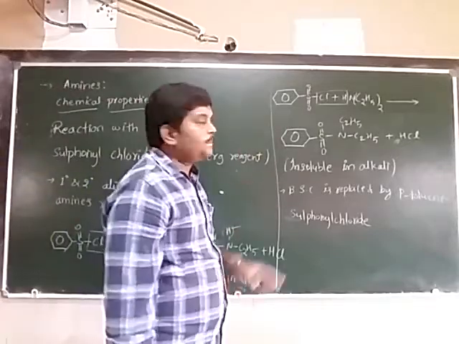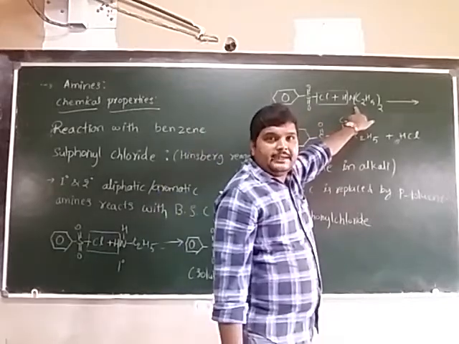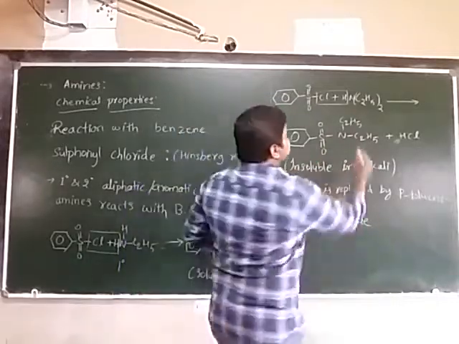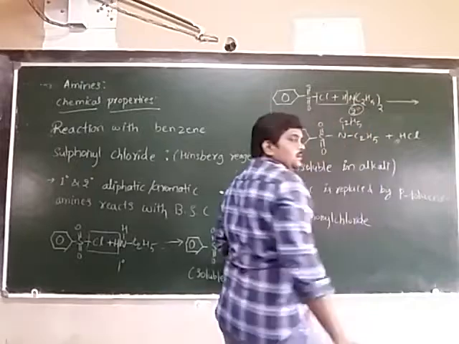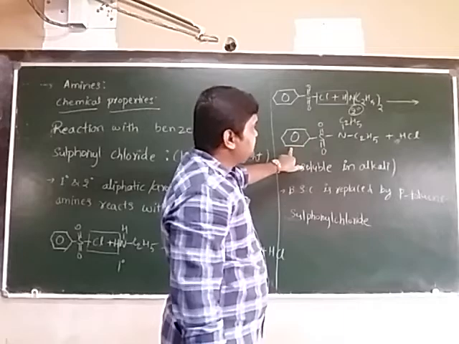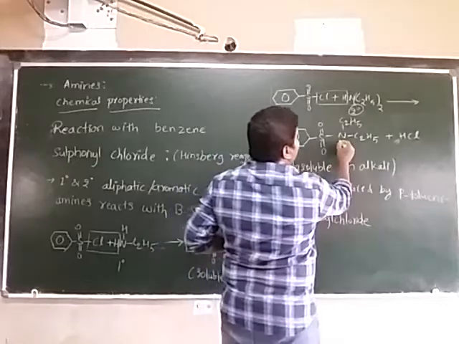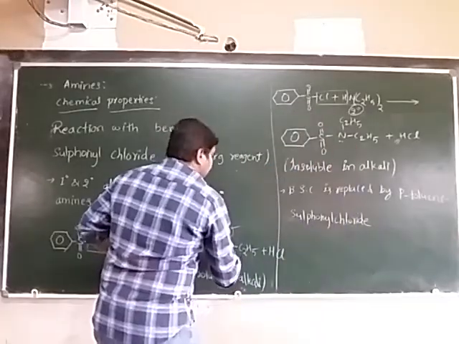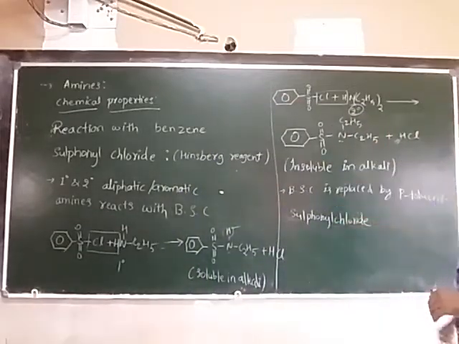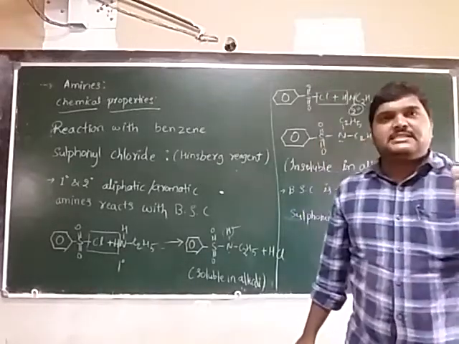Come to the secondary amines. Benzene sulfonyl chloride reacts with N,N-diethylamine. This is a secondary amine. It reacts with benzene sulfonyl chloride and forms N,N-diethyl benzene sulfonamide. Here we don't have any acidic hydrogen. That's why it is insoluble in alkali. Is it clear?